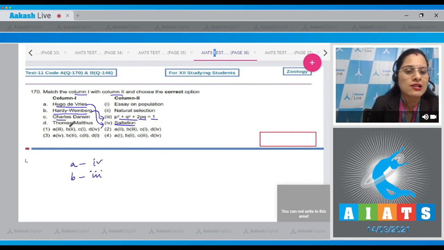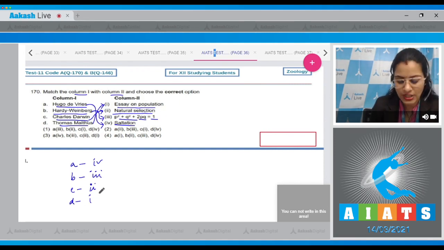Third option is Charles Darwin, and Charles Darwin matches with the second option in column 2, that is natural selection. So C matches with the second option in column 2 and the last option in column 1 is Thomas Malthus. Thomas Malthus matches with essay on population. So D matches with first option in column 2. So the correct answer to this question is option number 3, A with 4, B with 3, C with 2 and D with 1. So the correct answer is option 3.